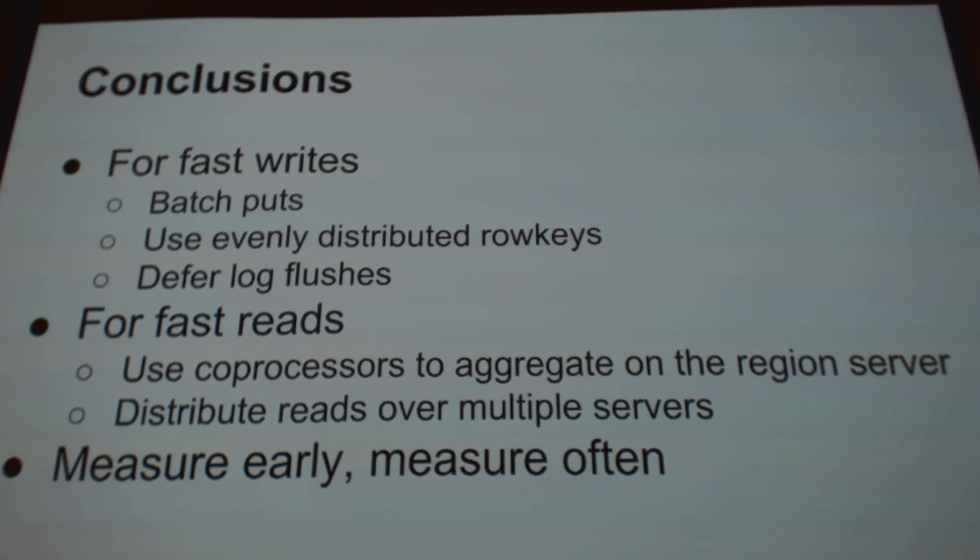So to conclude, for fast writes, you should always try to do batch writes and evenly distribute your row keys. Use the deferred log flushes if you really have a big write load. For fast reads, make sure you're using coprocessors to aggregate data rather than getting all your data to your client. And distribute your reads over multiple servers. And always measure early and measure often.